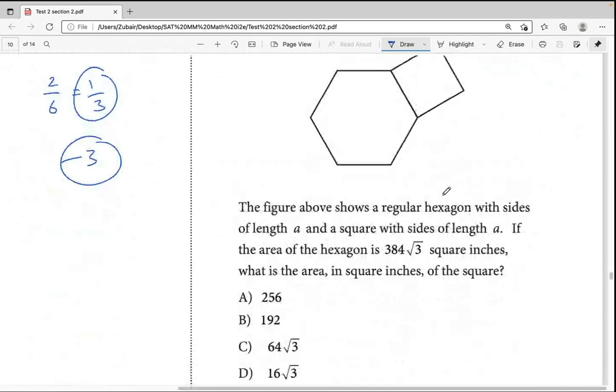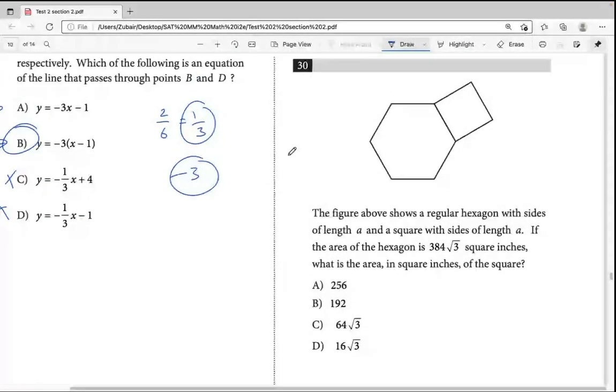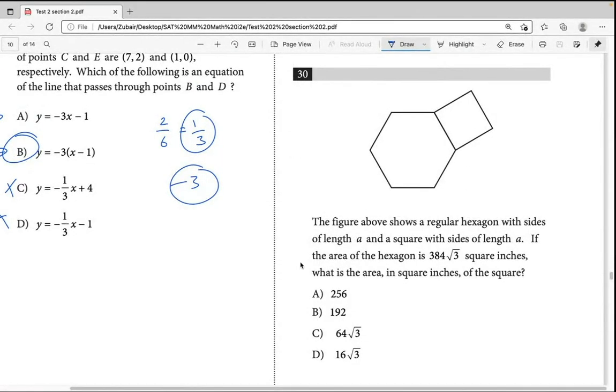Number 30. The figure above shows the regular hexagon with sides of length a, and the square with side length a. If the area of the hexagon is this, square inches, what is the area in inches of this?